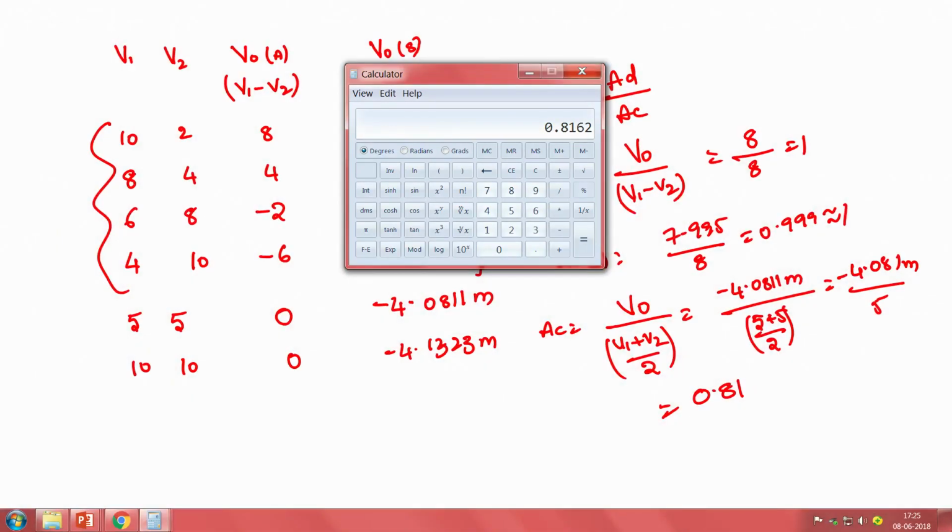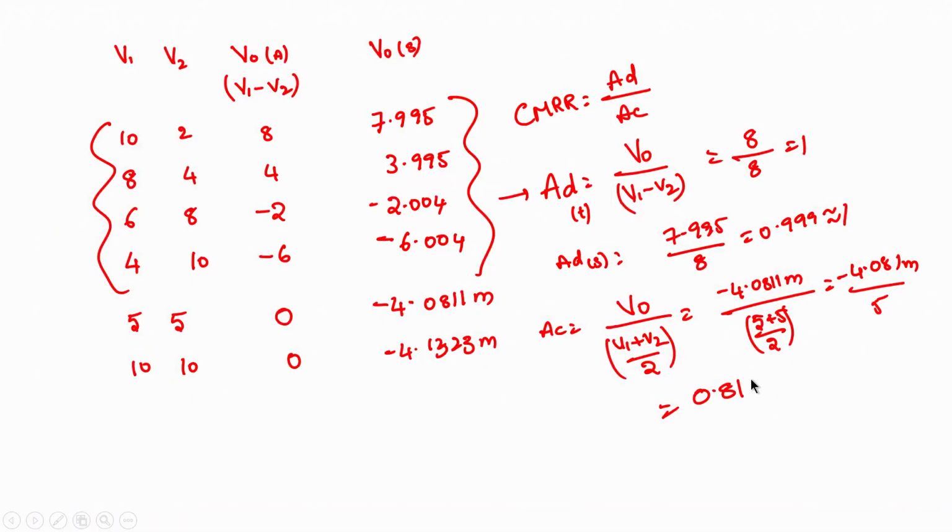62 milli, 0.8162 milli. So that means the value is 816, no volt, because volt by volt will be cancelled, right, 0.816 milli or 816.2.